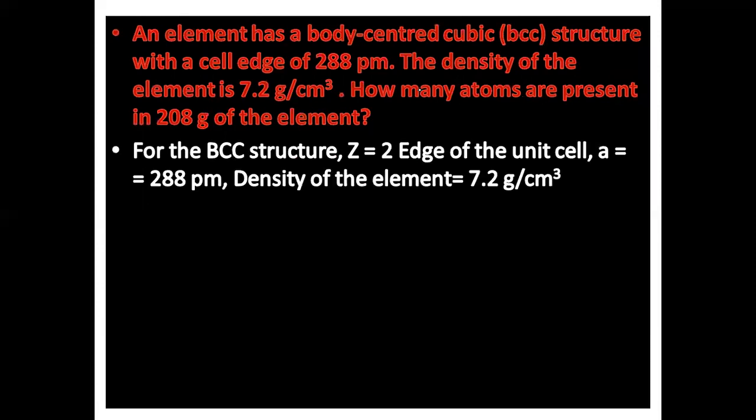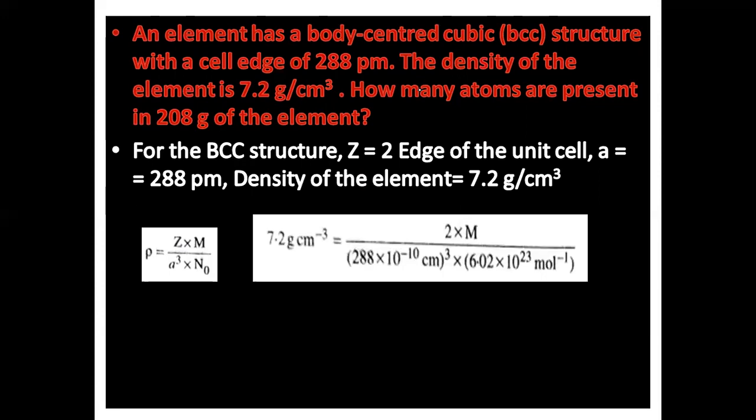First, Z is equal to 2, edge length is equal to 288 picometer, and density of element is given, that is 7.2 gram per centimeter cube. We know density is equal to Z into M divided by A cube into N naught. Density is equal to 7.2, Z in BCC is 2, atomic mass we have to calculate, divided by A cube, 288 into 10 raised to power minus 10 centimeter cube, and Avogadro number 6.02 into 10 raised to power 23 per mole.